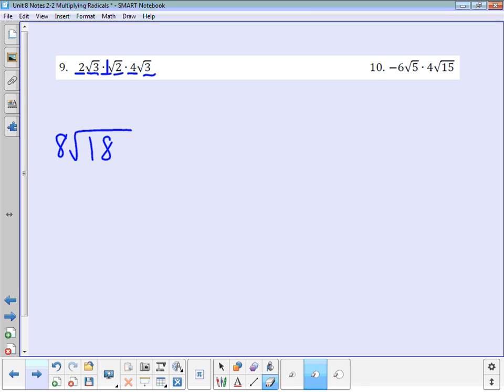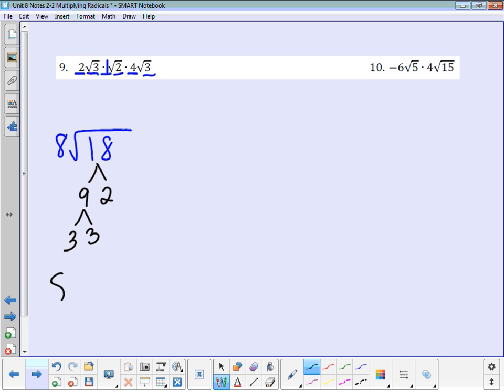What I have is 8 square root of 18. Okay, the 8 comes from the 2 times the 4, and then the square root of 18 is underneath. So the next thing we need to do is simplify this square root of 18. So I'll break that down to 9 and 2, and 3 and 3. So now what I have is 8 square root of 2 times 3 times 3.